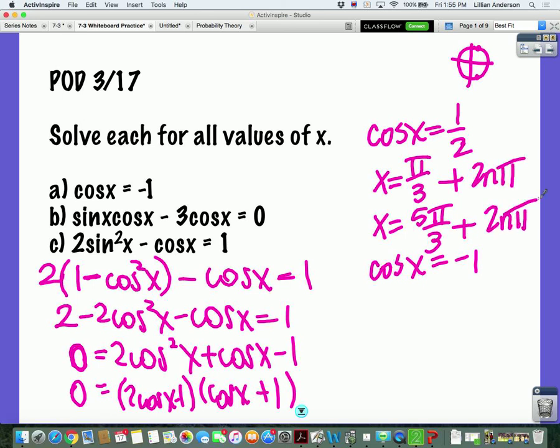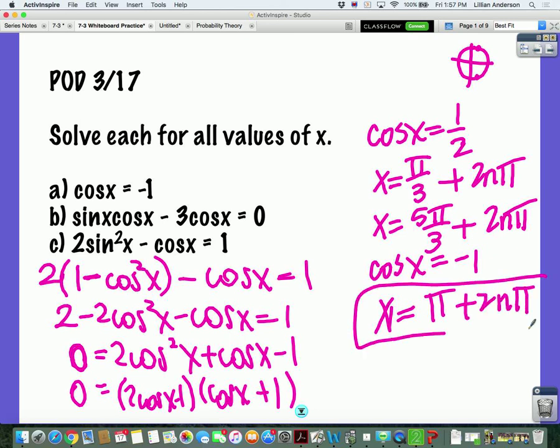I got cosine x minus 1 and cosine x plus 1. You forgot to carry the 2. That's what I did then. So I got a negative 1 and a positive 1. I put the 2 over the 2 and I got 1. Yeah. Where's cosine equal to negative 1? At pi. Plus 2 pi n. And then those would have been your solutions for that last one.